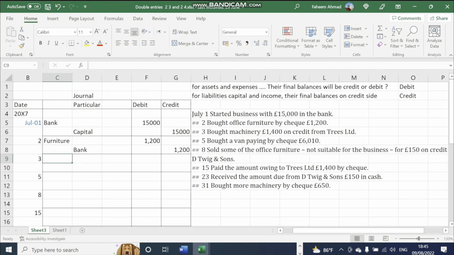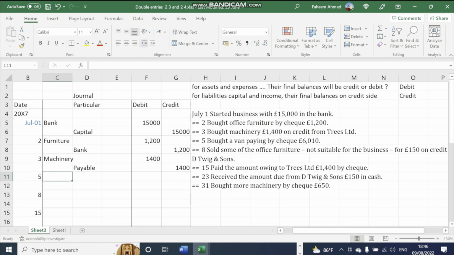Third, bought machinery 1400 pounds. So I will debit machinery because asset increases, debit. It is bought on credit. It means liability. Payable is increasing. So payable increases, credit. Amount 1400 and 1400.